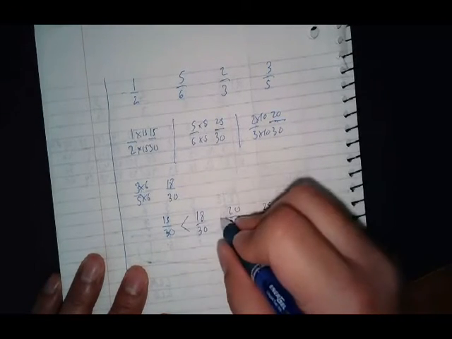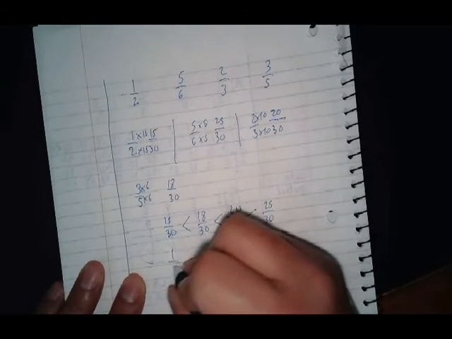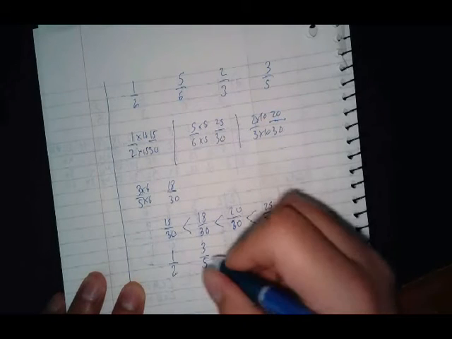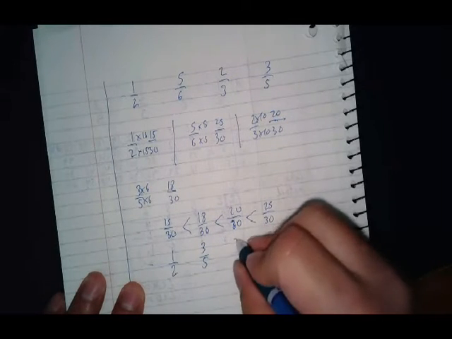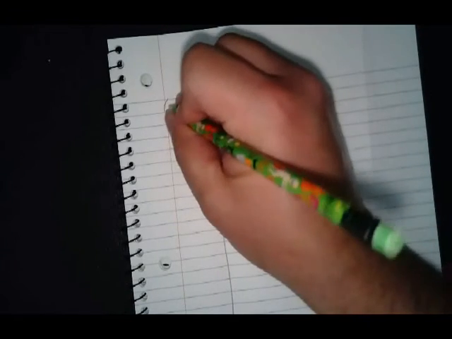But this isn't the final answer. You have to write the original fractions. Okay, 15/30 was 1/2. Next one was 3/5. Next one is 2/3. And the last one is 5/6. Okay, so that was goal one. We're done. A, B, C, and D cover goal number one, which is comparing and ordering fractions, but let's see if we can write down the steps.